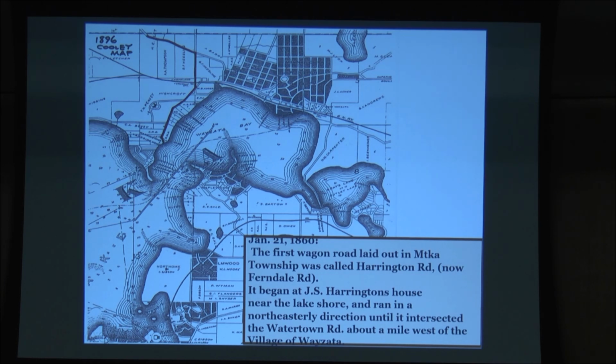The first wagon road laid out in the Minnetonka Township, and it was called Harrington Road. In parentheses, I added, it's now called Ferndale Road. It began at John Stephen Harrington's house, which is going to be right here in Ferndale, near the lakeshore. And it ran in a northeasterly direction. And you see it going up here until it intersects with the Watertown Road about a mile west of the village of Wayzata. Now that's the description as it was written in 1860.